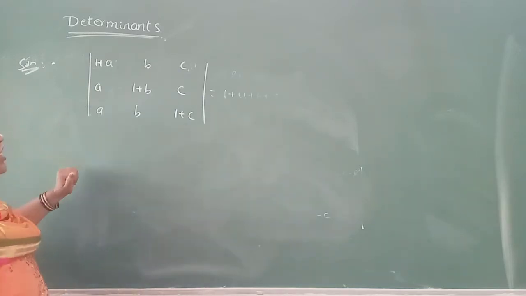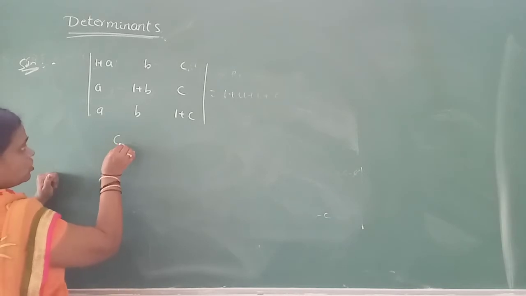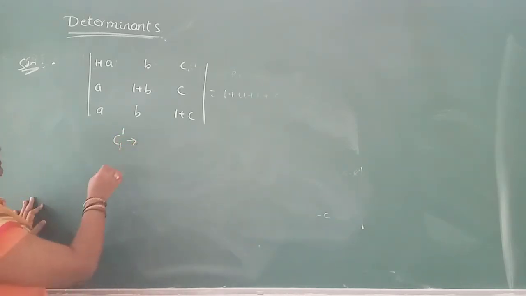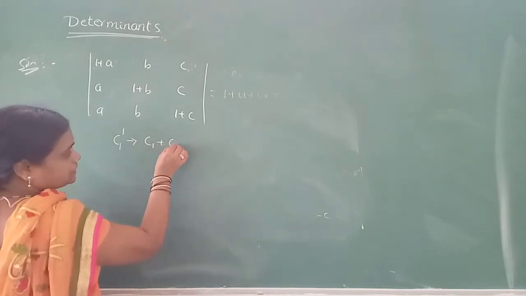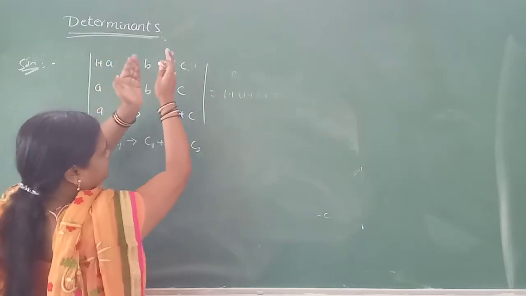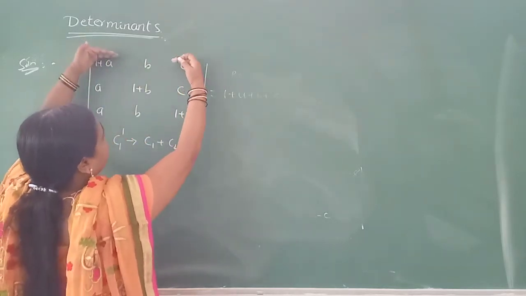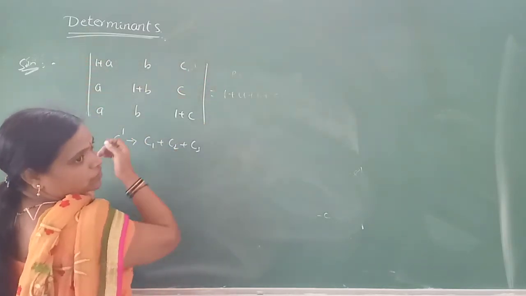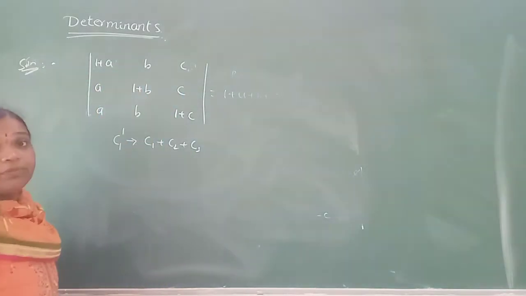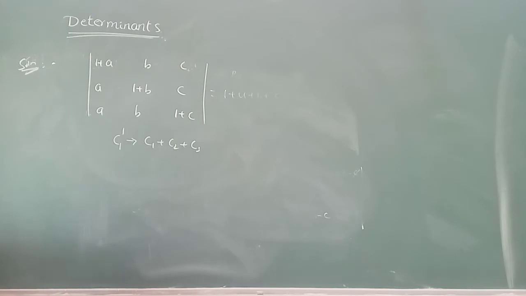If I take column wise, just concentrate, C1 dash equals C1 plus C2 plus C3, column wise. This column, this column, this column. Row means we are taking it horizontally. Column means we are taking it in vertical form. Remember that. Very, very important concept.